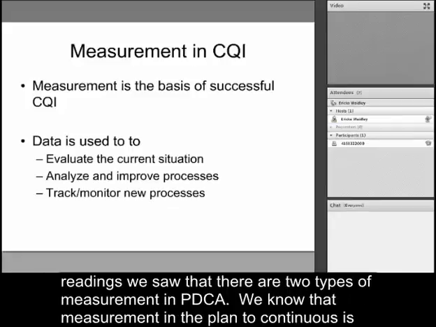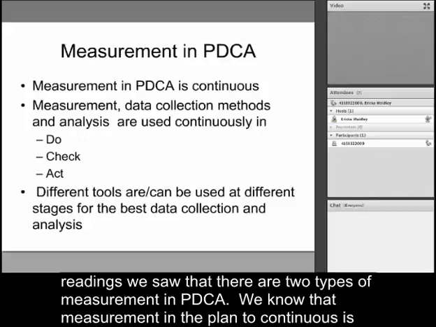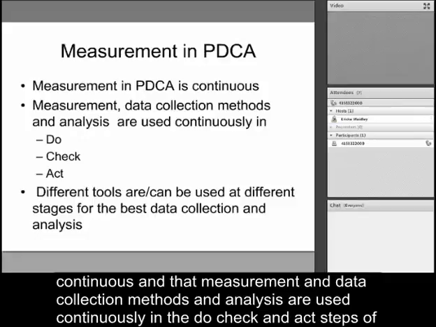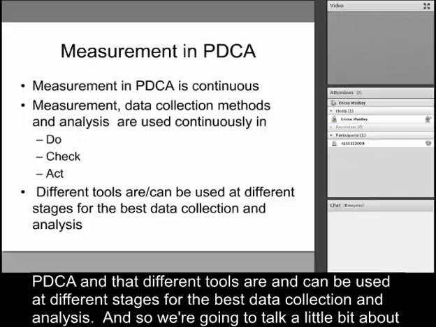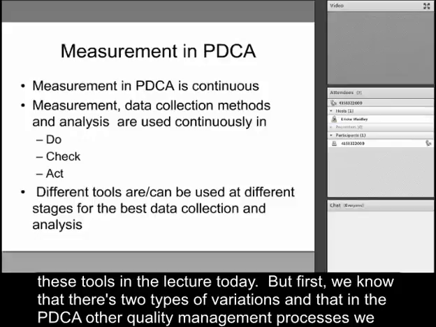In our readings, we saw that there are two types of measurement in PDCA. We know that measurement in the plan, do, check, act steps is continuous, and that measurement and data collection methods and analysis are used continuously in the do, check, and act steps of PDCA, and that different tools can be used at different stages for the best data collection and analysis. And so we're going to talk a little bit about these tools in the lecture today.